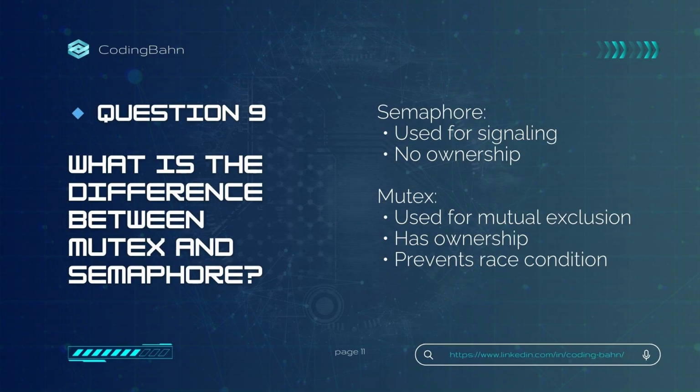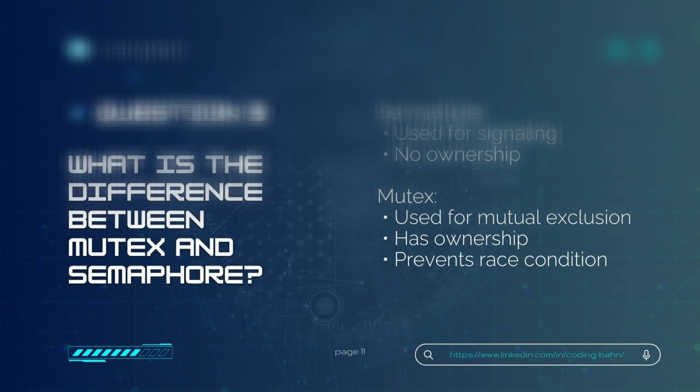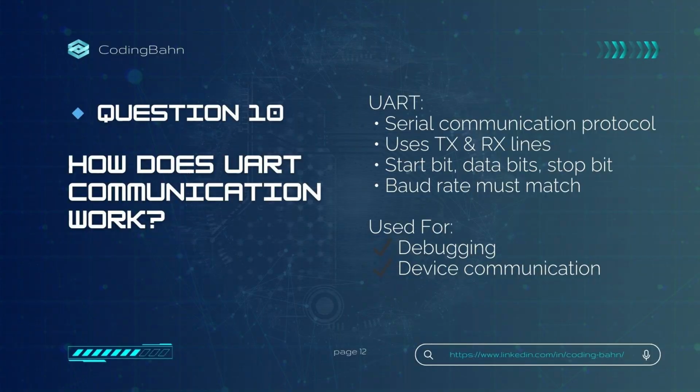Question 9. What is the difference between Mutex and Semaphore? A semaphore is mainly used for signaling between tasks. A mutex is used for mutual exclusion to protect shared resources. Mutex supports ownership, Semaphore does not. Mutex also helps avoid race conditions. Advanced keyword: priority inversion.